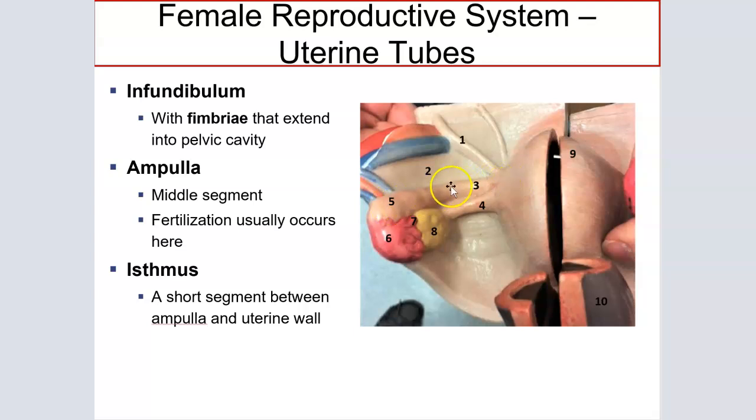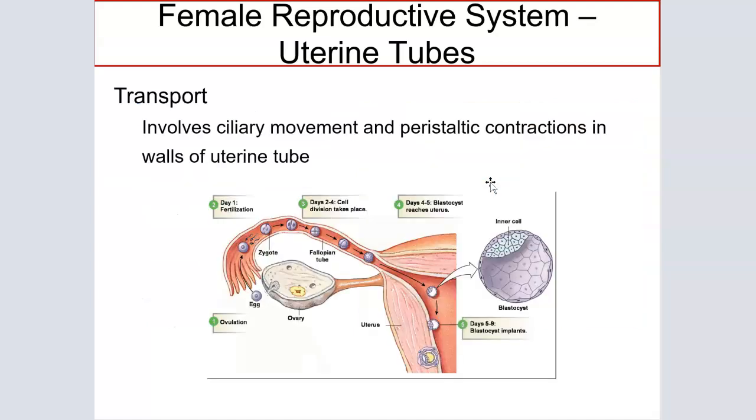Now, as we move closer to the uterus, we have what's called the isthmus. And that's the portion that's right next to the uterus. So as I mentioned, we have smooth muscle and peristalsis. So that's important for helping to pull that egg.